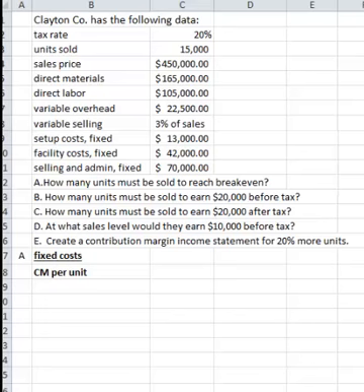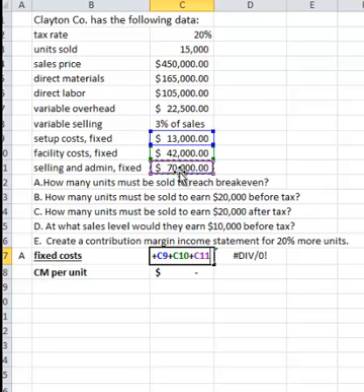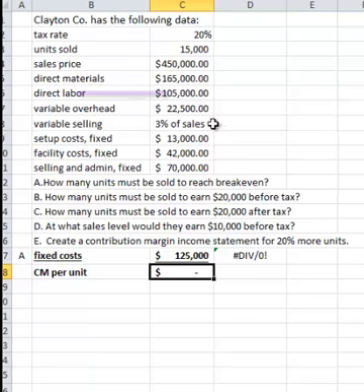Alright, let's do the computation. They tell us the fixed costs are 13,000 plus 42,000 plus 70,000. So we had to add them up, but there's our total fixed cost. Contribution margin per unit, they don't give us that, but we can figure it out because we have the sales price and the variable cost. So we can calculate our contribution margin in dollars and divide it by 15,000, or we can divide each line individually by 15,000.